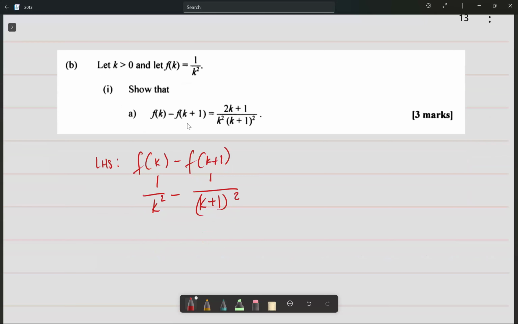Now, if you look on the right-hand side, the first thing we notice is that this is one fraction. We currently have 2 fractions. So the next step has to be turning it into 1 fraction. The denominator at the bottom is k squared times k plus 1 squared. Then the top part becomes k plus 1 squared minus k squared.